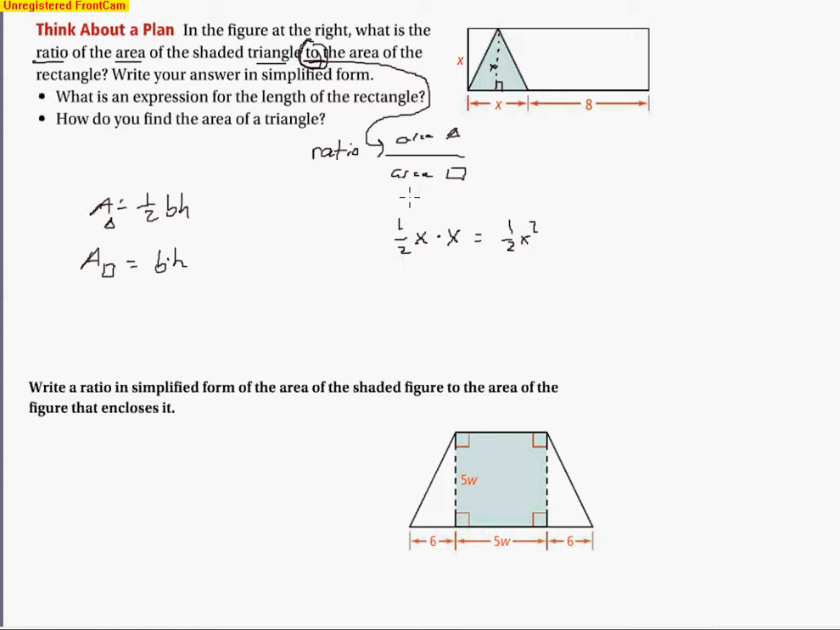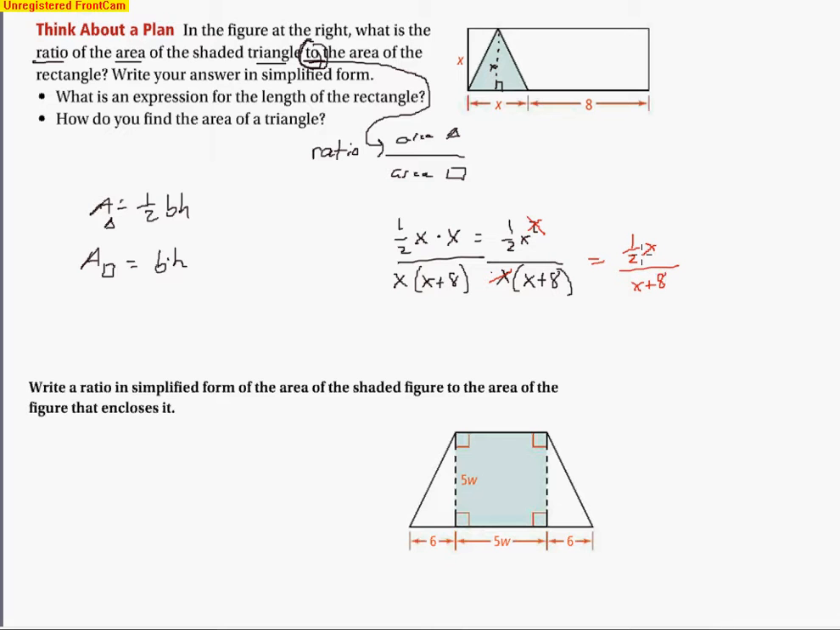Now on the area of the rectangle, we've got an x by x plus 8. So x times x plus 8. Now rather than multiplying at this stage, though, I'm going to leave it in this factored form because I see some common factors I can reduce. So you see how this x will take away one of the x's on top of the fraction, just leaving me with the 1/2 x all over x plus 8.